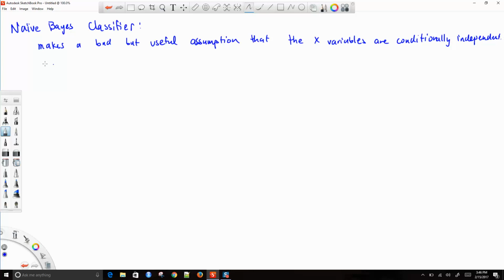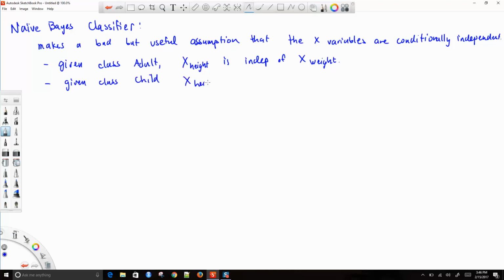Okay, so what that means is that, given class adult, x for height is independent of x for weight. Or given class child, x height is independent of x weight. Now that's a bad assumption, but it makes our work easier.